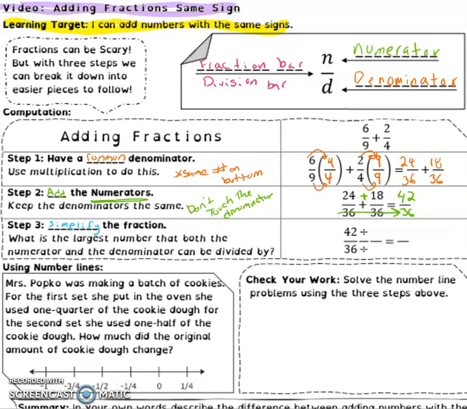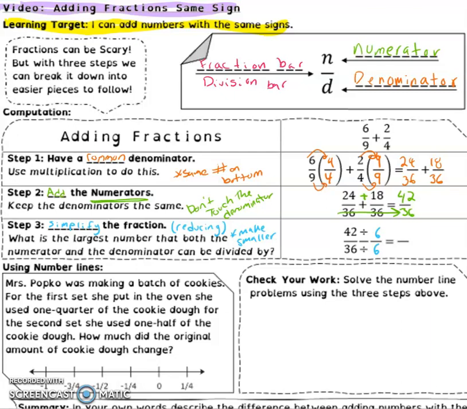So we need to know what is the biggest number that both of these numbers can be divided by. And this is also called reducing the fraction. Really it's just making the fraction smaller. So if we think about it, the biggest number that can go into both 42 and 36 is 6.